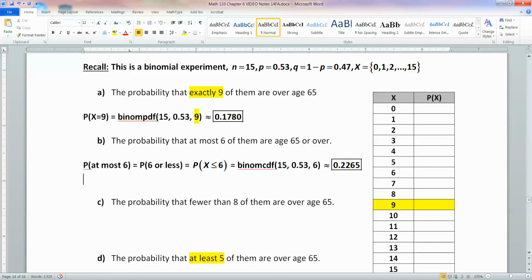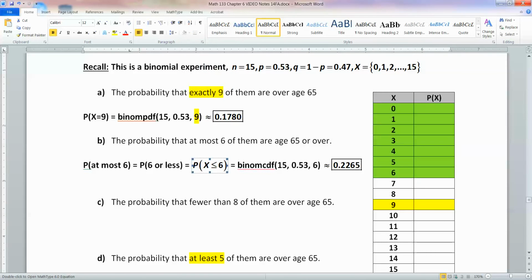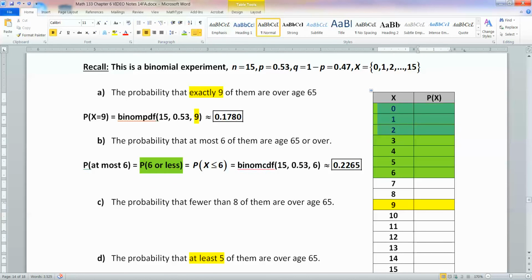So 6 or less would mean that you want all of these ones right here. So let me highlight them for you just so you can see it. So 6 or less is right there in green, okay? So if that's 6 or less, how do I get that? Well, you'd get that by taking binomial CDF. You want it to accumulate. It'll start at 0 and it'll add up until you tell it to stop. And you want it to stop at 6 because you want to include 6 here.